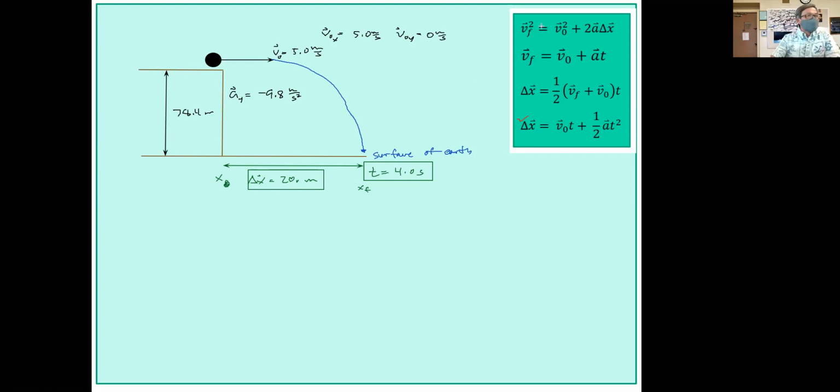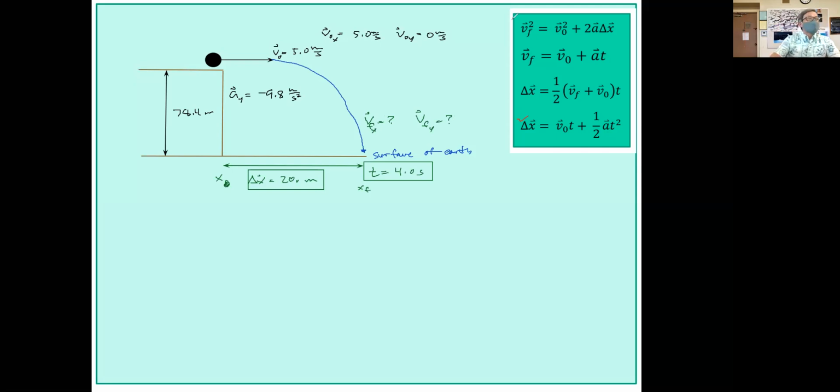The last thing they asked us to solve for is the x and y components of the velocity right before it hits the bottom here. So we're also asked to find the final velocity along the x, and the final velocity along the y. We want to find both of these as well.